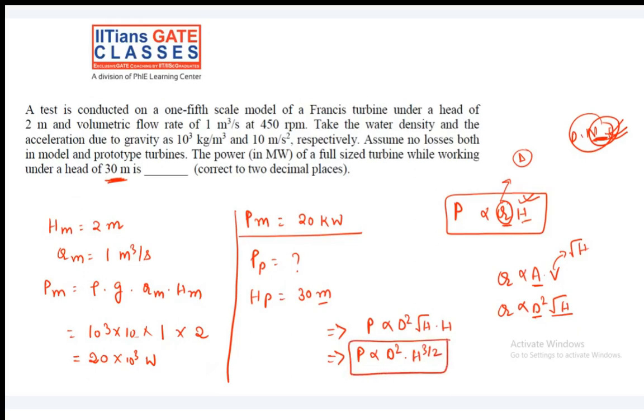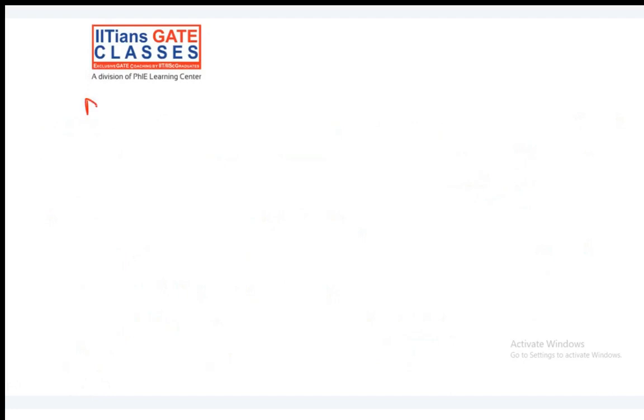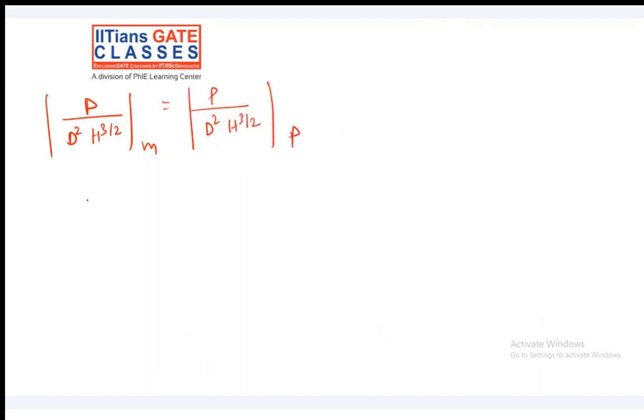Can I say that P is directly proportional to D square into H to the power 3 by 2? So can I solve this one like that: P upon D square into H to the power 3 by 2 of model is equal to P upon D square into H to the power 3 by 2 of prototype. Okay. So P of model we have calculated as 20 kilowatts, right?